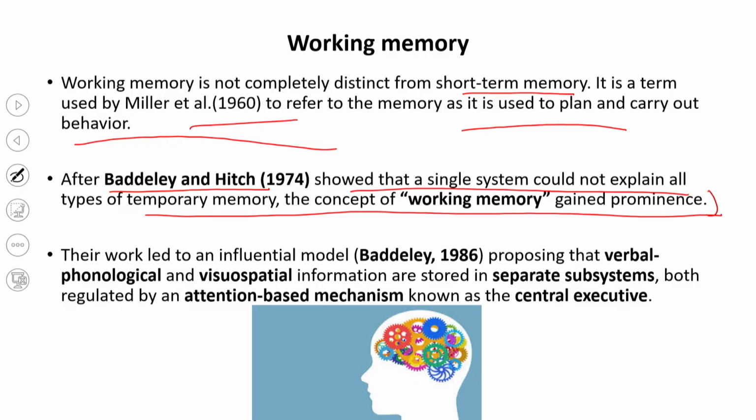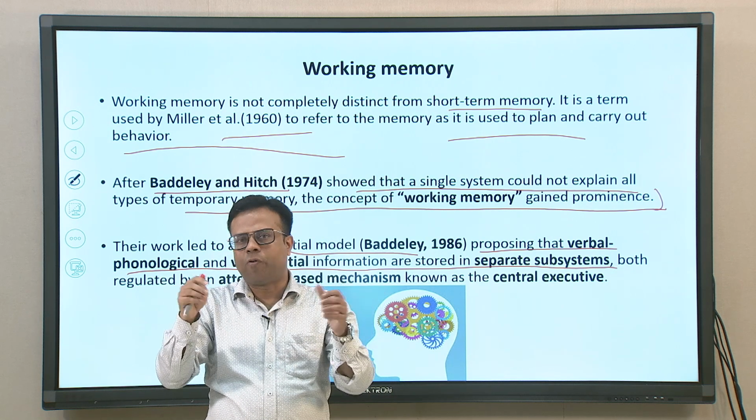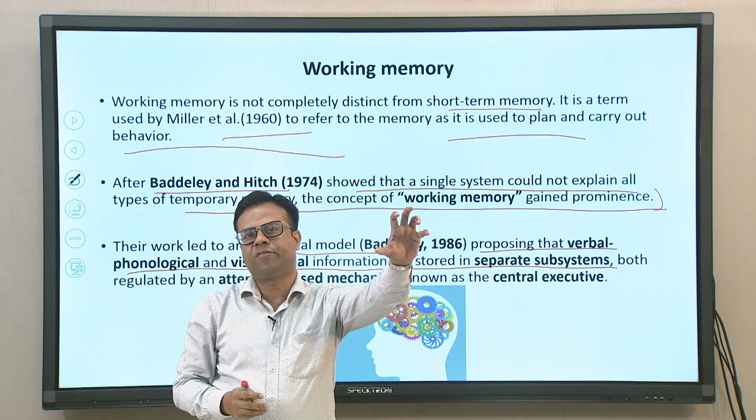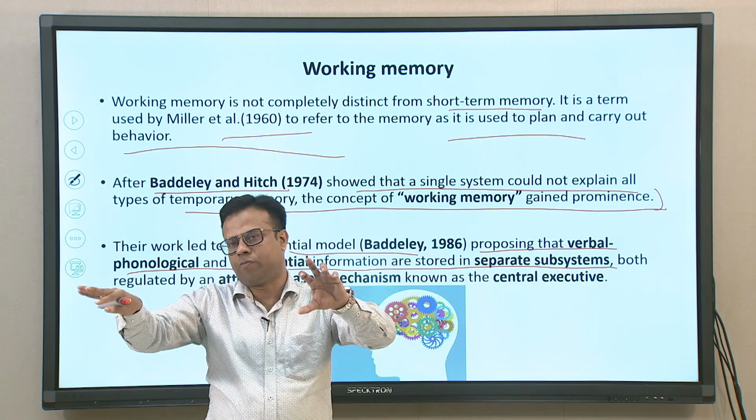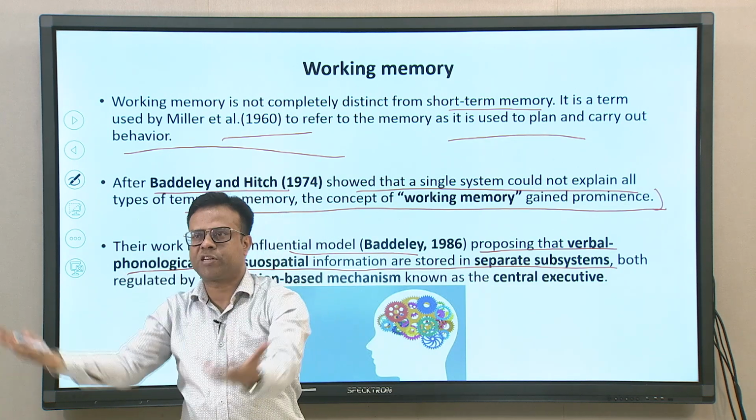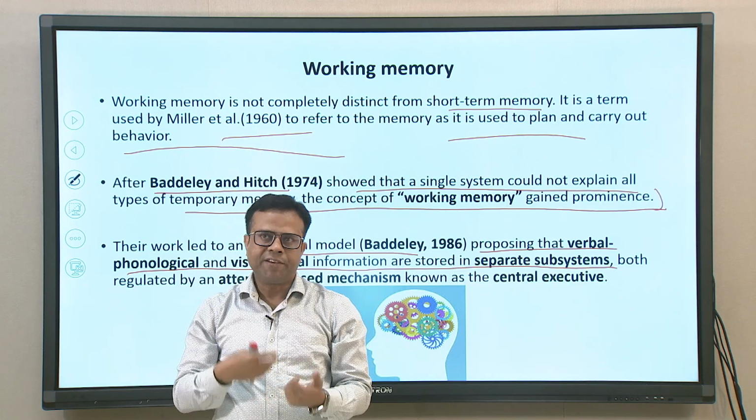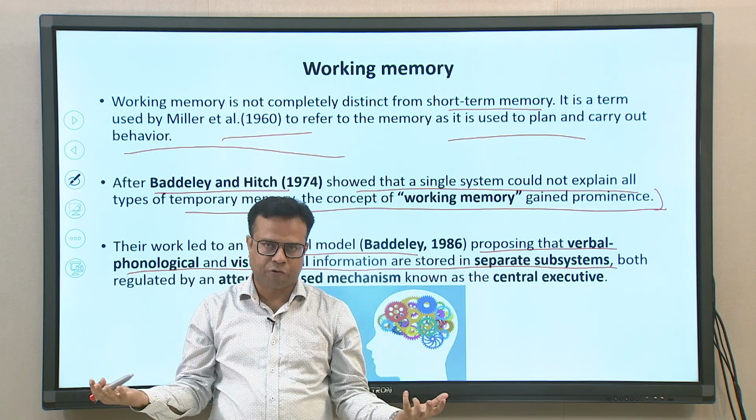Their work led to an influential model proposed by Baddeley and his colleagues, which proposed that verbal, phonological and visuospatial information is stored in separate subsystems. The initial short term memory concept was very clear: one single module where all the information from sensory memory gets transferred to one memory system called the short term memory system. They found this cannot explain a lot of things.